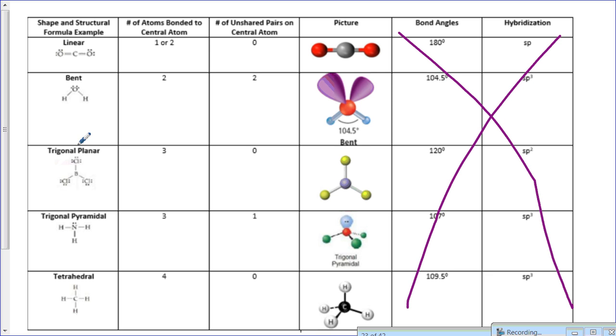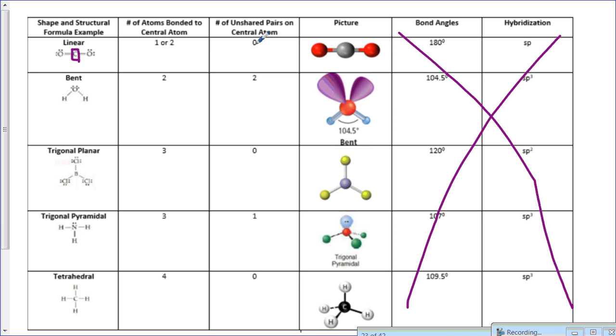So linear just means it looks like a line. The way you're going to tell if you have a linear structure or not is the number of atoms that are bonded to the central or the middle atom. So in carbon dioxide, carbon is your central atom. If there are either 1 or 2 atoms bonded to the central atom and no lone pairs of electrons on the central atom, it's a linear structure.